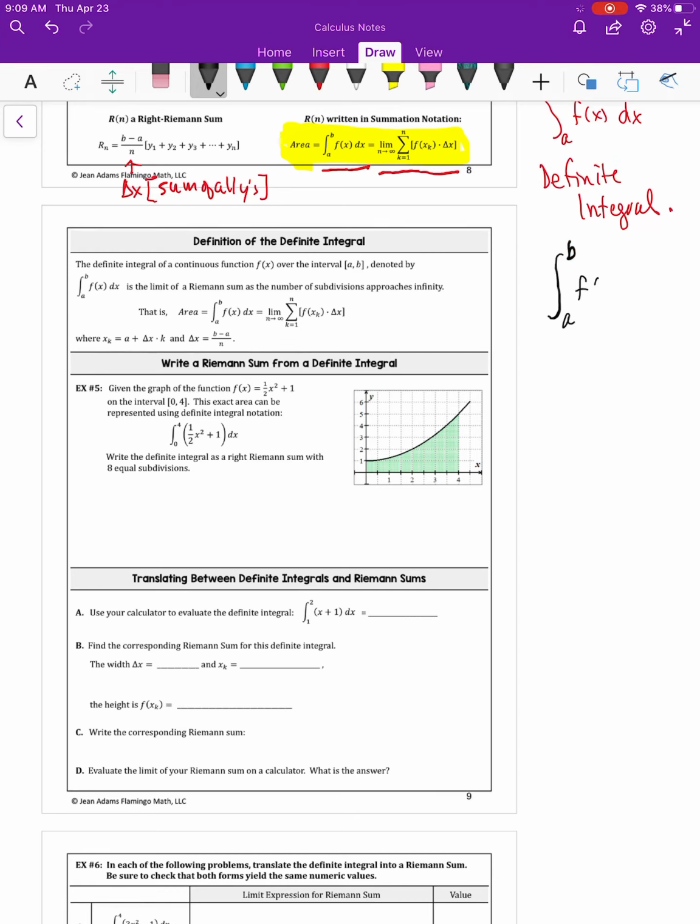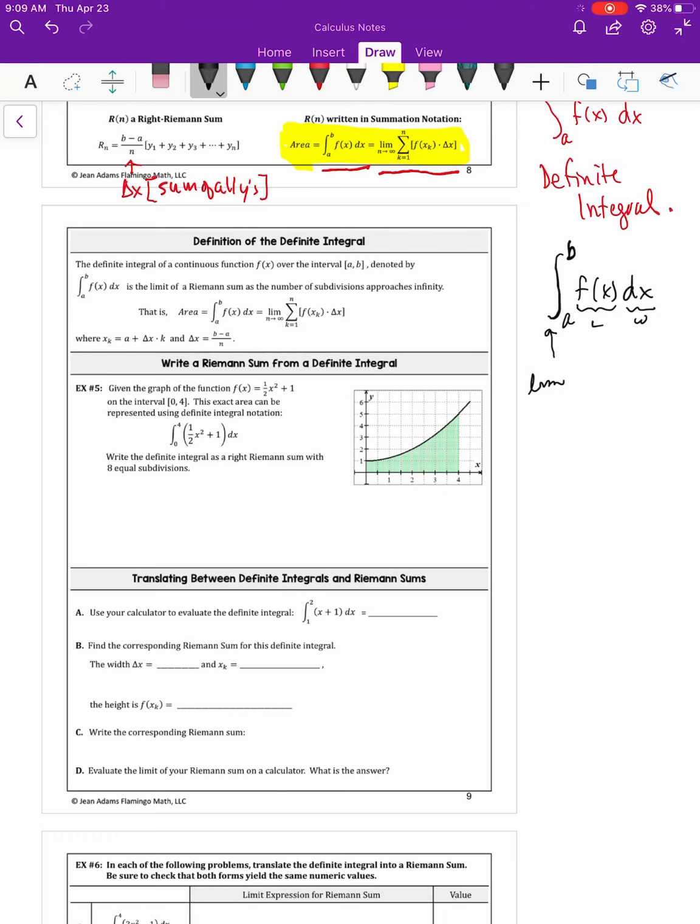Very, very, very important stuff. Put a limit in front of it, take it to infinity, and you've got exact. And we just use another way to signify it, that S. You know, this guy right here, it's like an S for summation. So that's kind of cool.